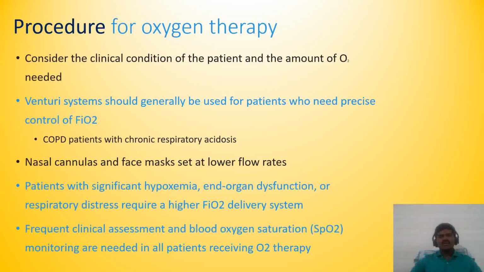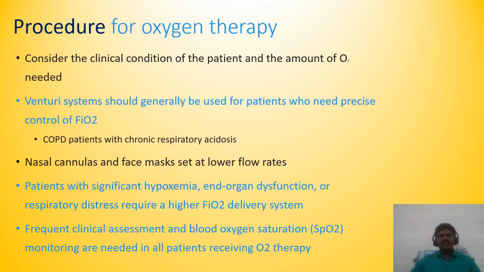So let us look at the procedure for oxygen therapy. That is how you are going to select a device in a given patient to deliver the oxygen therapy. You need to consider the clinical condition of the patient and the amount of O2 that is needed. The Venturi system should generally be used for patients who need precise control of FiO2, like COPD patients or patients with chronic respiratory distress. Nasal cannulas and face masks are set to deliver lower flow rates. Patients with significant hypoxemia, end organ dysfunction, or respiratory distress require a higher FiO2 delivery system.